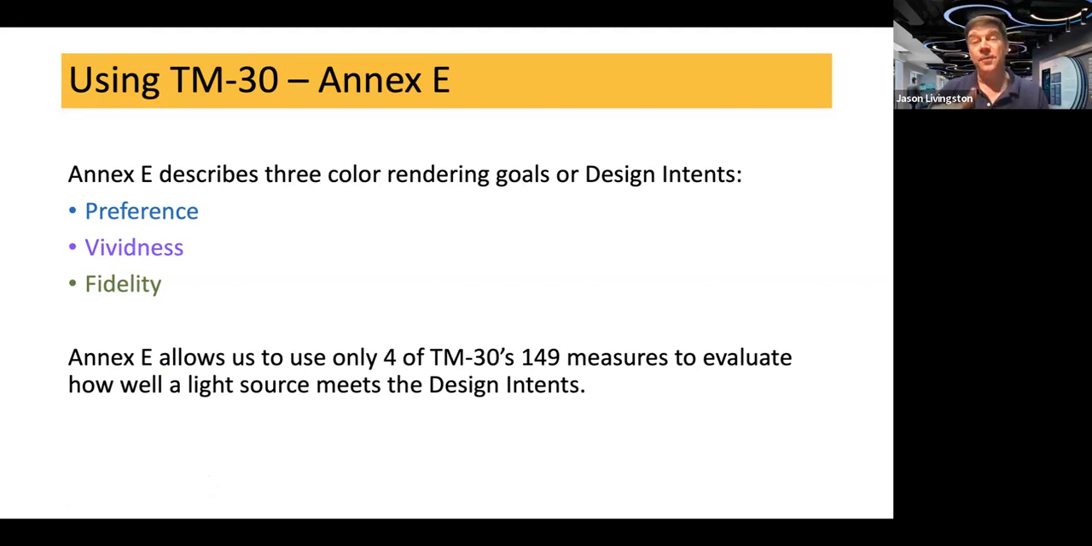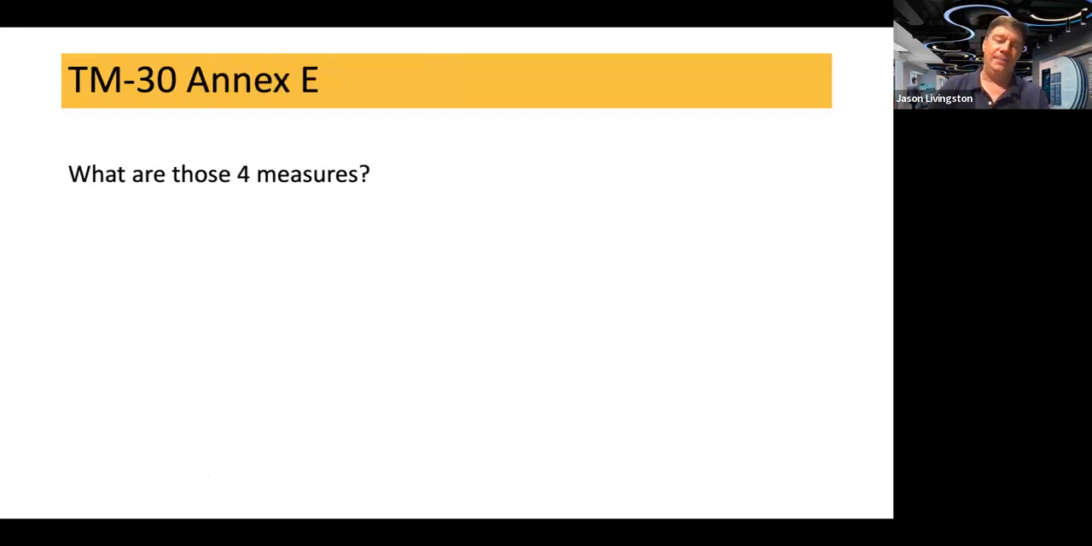And to be honest with you, as we go through this, you're going to see that maybe you don't need to worry about those 4 at all. But let's first talk about those measures. The first one is Rf, that is the symbol. It is our fidelity index. So you can think of the Rf as rendering fidelity. This is very similar to CRI, but it's a different test.